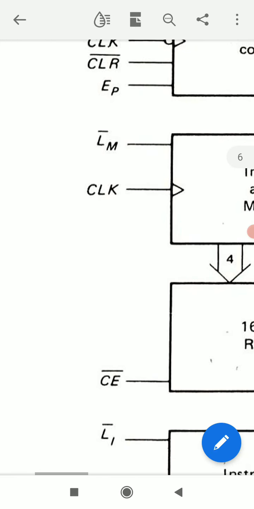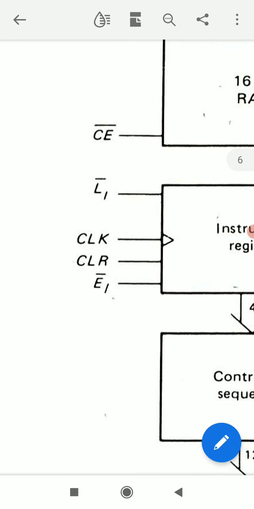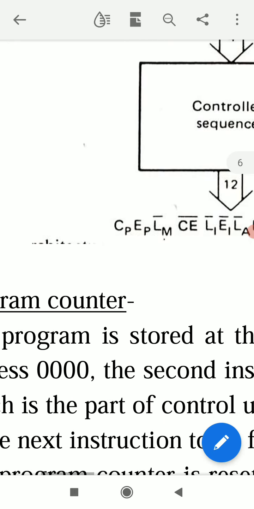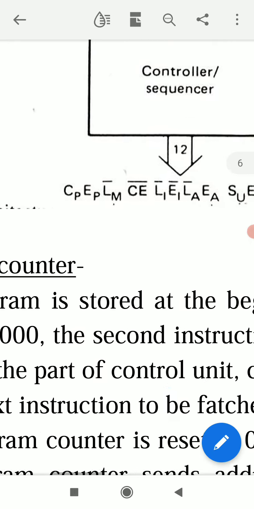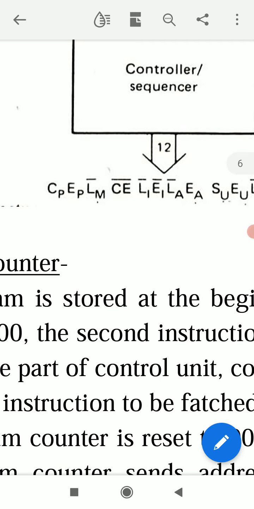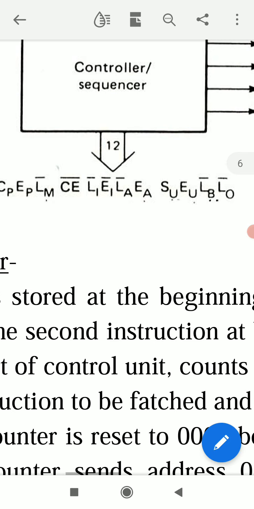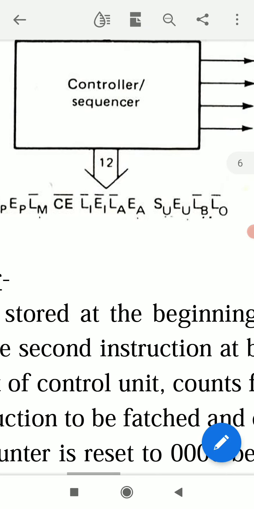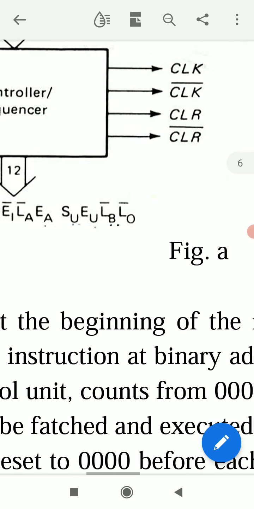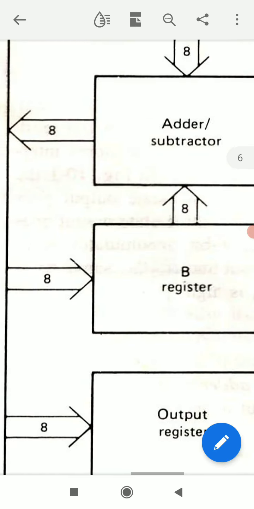So CP, EP, LM bar, CE bar, LI bar, EI bar. These 6 bits come from this left side. Then the next 6 bits come from the right side.